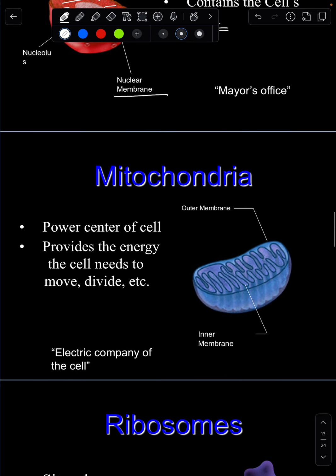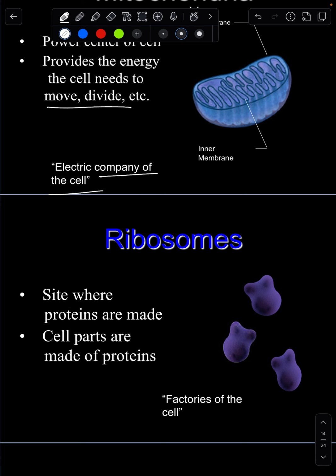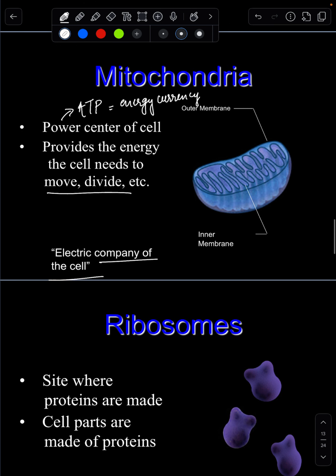Now that we have covered these main ones, we go to the mitochondria, which is also the powerhouse of the cell. Why? Because it generates the currency of the cell, which is in the form of ATP. It is the cell's energy currency. It provides the energy the cell needs to move, divide, etc. It is basically the electrical company of the cell. It has an outer membrane, an inner membrane, and inside a substance is present which is known as the matrix.